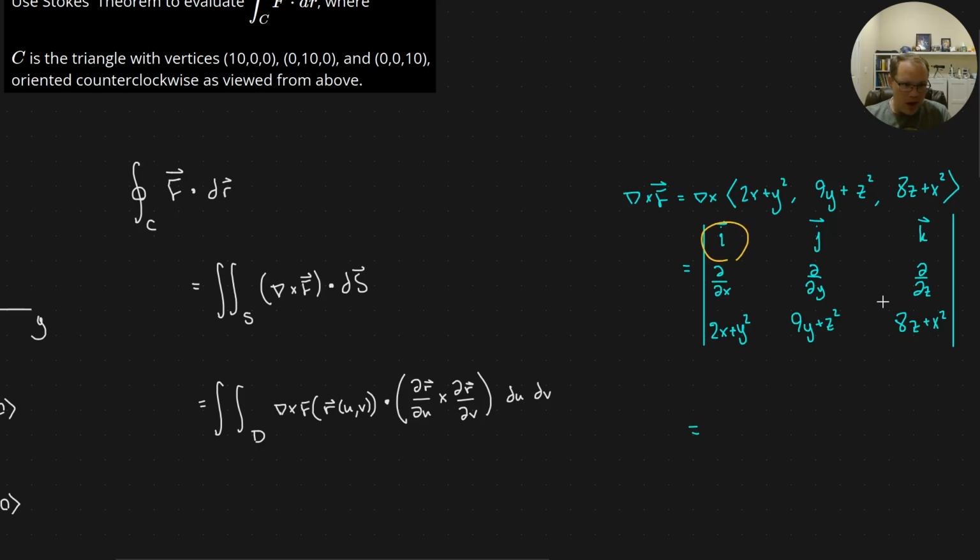Okay. For i, I want the partial derivative of this with respect to y. That's 0. Minus the partial derivative of this with respect to z. That's 2z. So I'm going to get negative 2z for the first component. Okay. For j, the partial derivative of this with respect to x, that's 2x. Minus the partial derivative of this with respect to z, that's 0. So I get 2x, but then it's the j component, so I get another negative, so it's going to be negative 2x. And then for the k component, the partial derivative of this with respect to x, that's 0. The partial derivative of this with respect to y, that's 2y. So negative 2y all said and done.